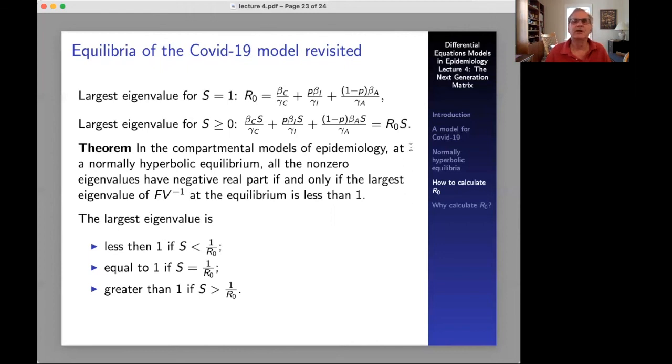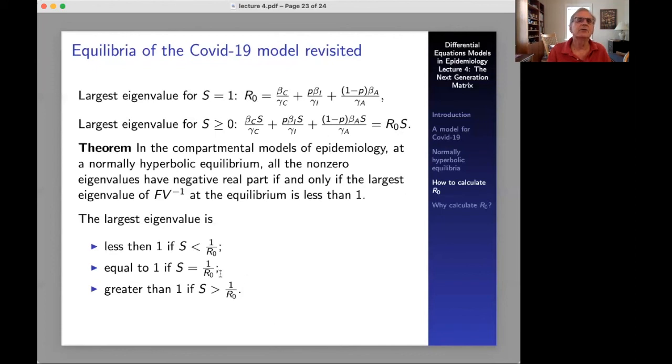In the compartmental models of epidemiology, at a normally hyperbolic equilibrium, all the non-zero eigenvalues have negative real part if and only if the largest eigenvalue of the next generation matrix at the equilibrium is less than 1. So for our equilibria, this eigenvalue is less than 1 if S is smaller than 1 over R naught. It equals 1 if S equals 1 over R naught. And it's greater than 1 if S is greater than 1 over R naught.